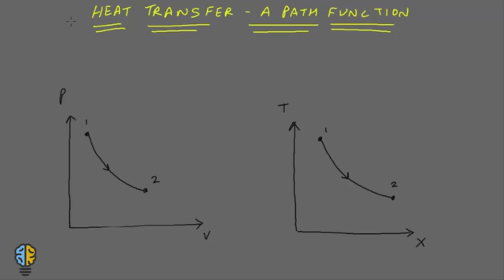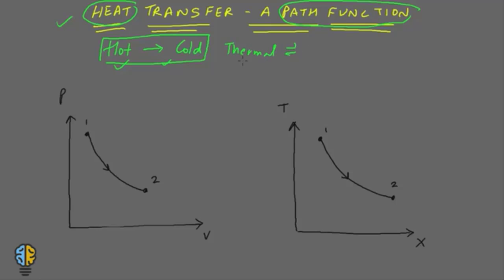Now let's talk about heat transfer. Now heat transfer, like work transfer, is also a path function. That is, it depends upon the path that is taken by the system. Now we all know what heat is. Heat is an energy that flows from a body which is hot, that is at high temperature, to a body which is cold. And this heat flow occurs till the time both the bodies are in thermal equilibrium. Alright, so this is a very important concept about heat.